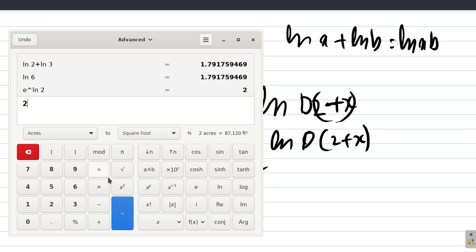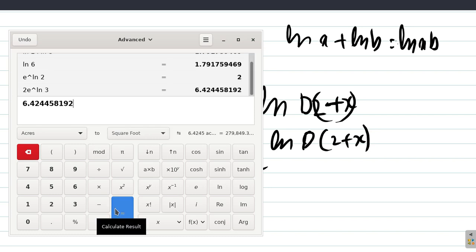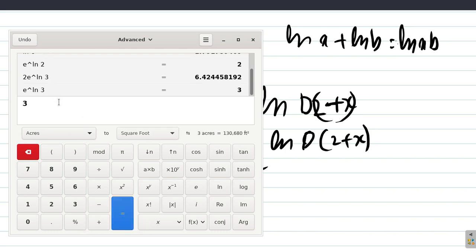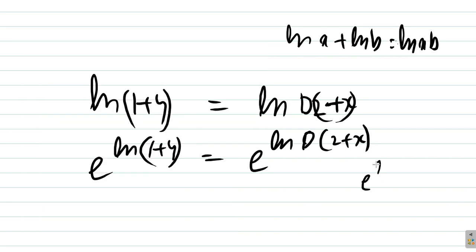You get 2. What about e raised to the power of ln 3? Oh, I had the 2 in front of it. Let's get rid of the 2. E raised to the power of ln 3 is what? It's 3. If you have e raised to the power of ln 4, you get 4 and so on. You have to remember that e to the power of ln a equals a.